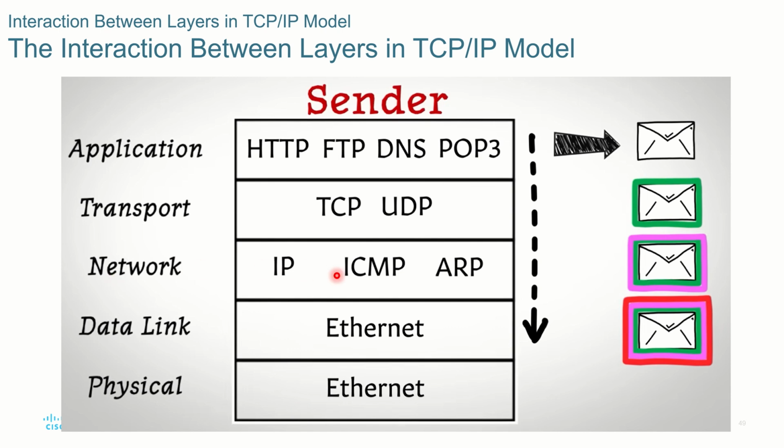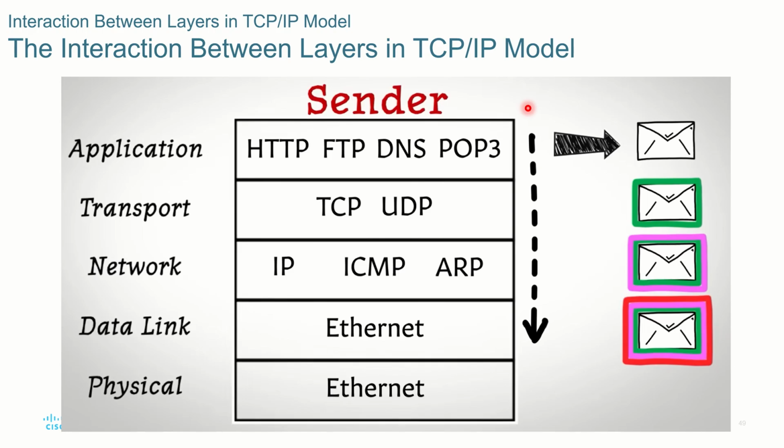For the network, we have IP, ICMP, and also ARP protocol. This is just an example of protocols. And then for transport, we have TCP, UDP, and for the application, we have HTTP, FTP, DNS, and also POP3. POP3 is for email, DNS for DNS service.